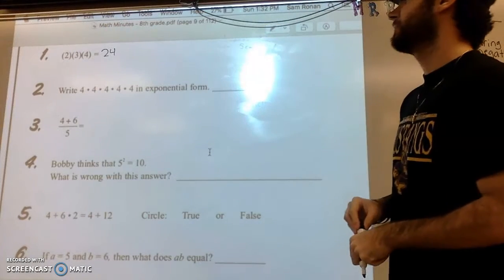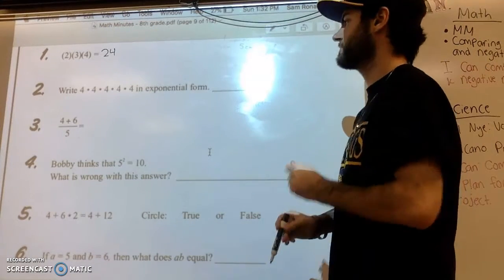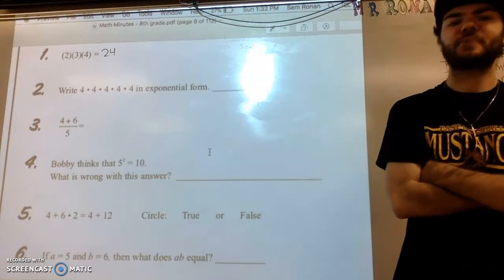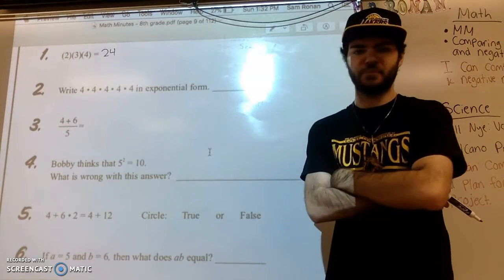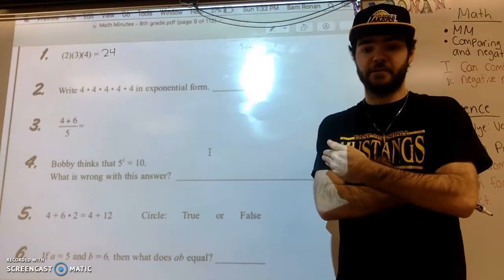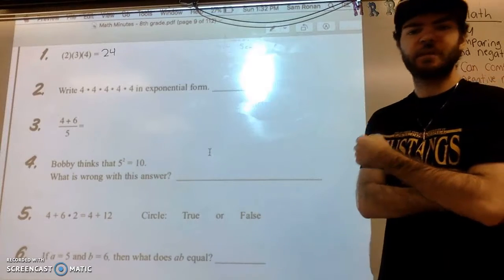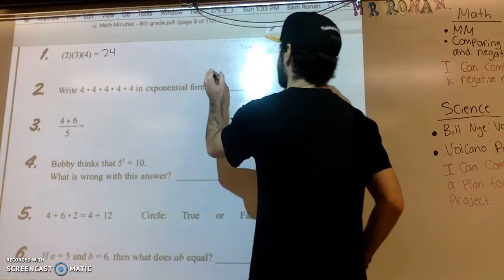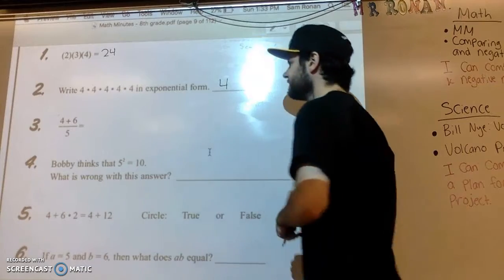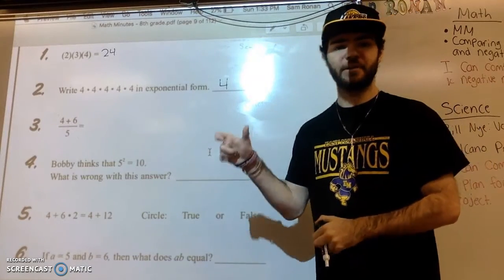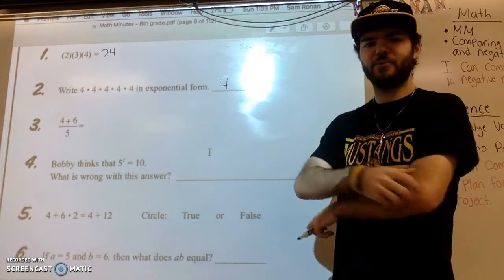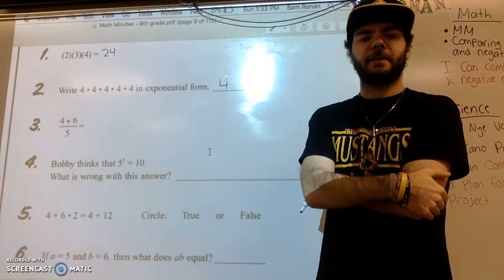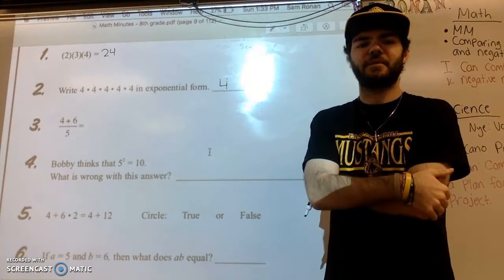Okay, number 2, we have 4 times 4 times 4 times 4 times 4 in exponential form. So we're not solving, we just want to write 4 times 4 times 4 times 4 times 4 with an exponent in there, okay? So the number that we're multiplying over and over and over again by itself is the number 4. So that's going to be our coefficient. And then our exponent, the small little number at the top right corner of number 4, is going to be how many times we're multiplying 4 by itself.